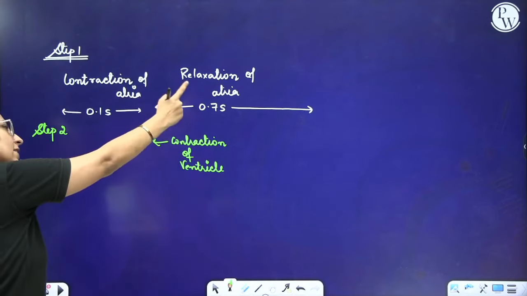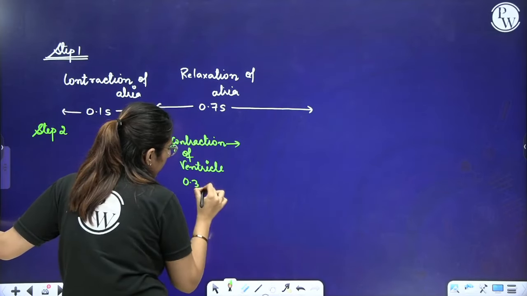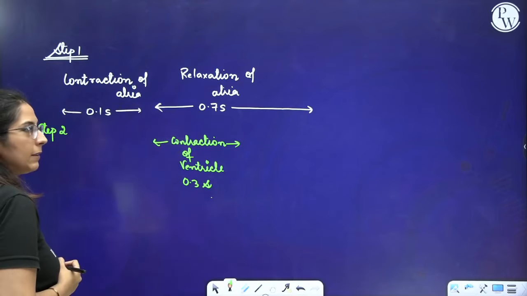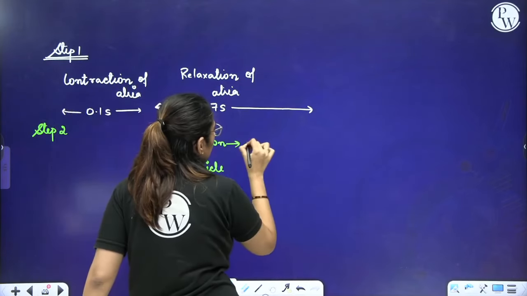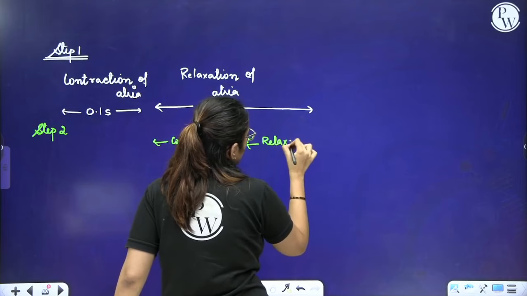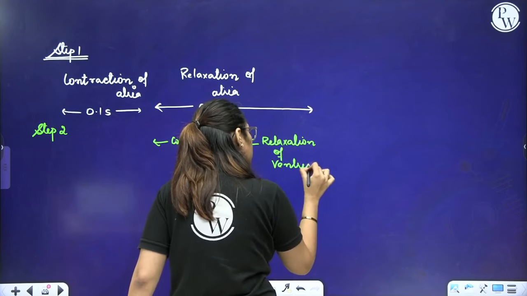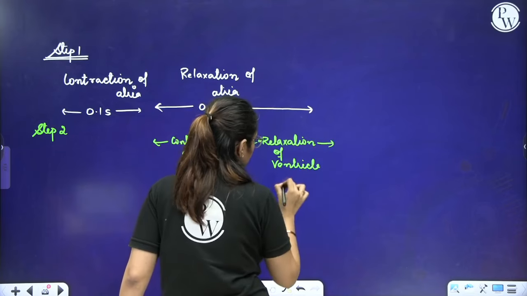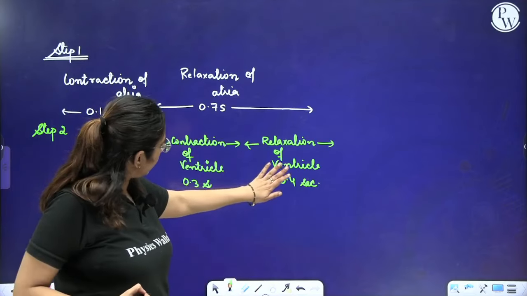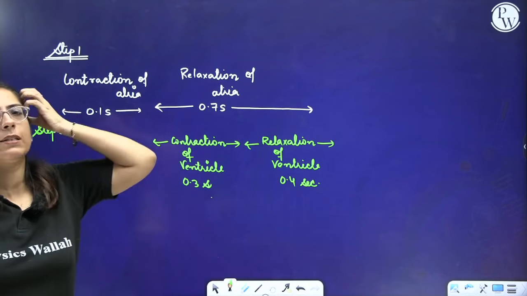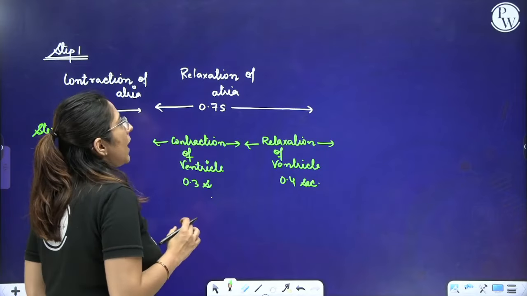ventricle. Clear? During the relaxation of atria, this is contracting. For how many seconds? 0.3 seconds. Are you getting this point? Contraction and then relaxation. Then what will happen? Relaxation of ventricle. For how long? Total 0.4 second. So 0.4 second over here and 0.4 second over here, simultaneously there is relaxation of atria. So that is the reason the term joint diastole is given. Clear?